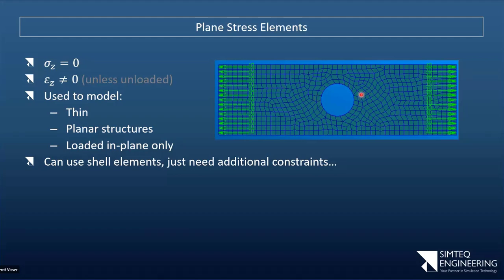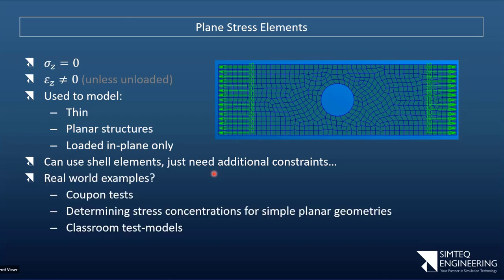So if this is a shell element and I constrain either all of these nodes or just a couple in the Z direction, I'll get exactly the same answer. The shell element may run a little bit longer, and by running longer, we're talking fractions of a second. So again, it's not important.